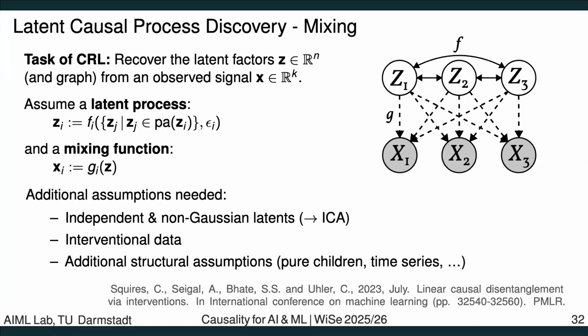And the third thing is, of course, I can make additional structural assumptions that restrict the class of mixing functions that I can have. Sometimes people assume that these variable sets have pure children, which basically means there is at least one variable which is a pure or only child of one of the sets. So the set has one child which is not influenced by any other variable.